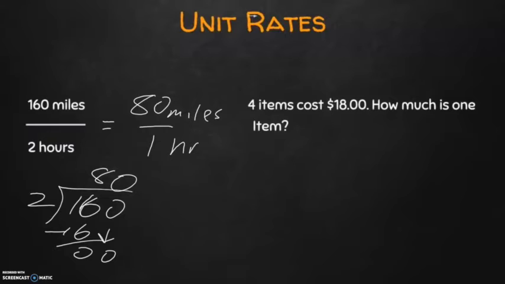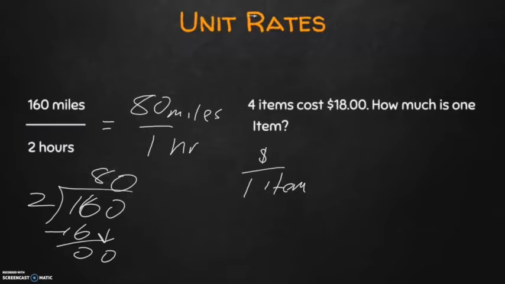Let's take a look at our second example. 4 items cost $18. How much is 1 item? Well, they are telling us that they want the cost per 1 item. So with that, they've already given us what they want us to put in the denominator, because they want us to tell them for every 1 item how much is the cost.